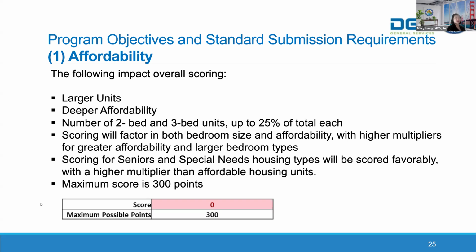Two bedroom and three bedroom units, up to 25% of each total, are important in the scoring. And overall project score will consider both bedroom size and affordability that will impact the score, with larger units and greater affordability receiving higher multipliers. Specifically, seniors and special needs housing, such as permanent supported housing, are scored more favorably with a higher multiplier than standard affordable housing units. The maximum score, as Tim mentioned earlier, is up to 300 points. Next slide, please.